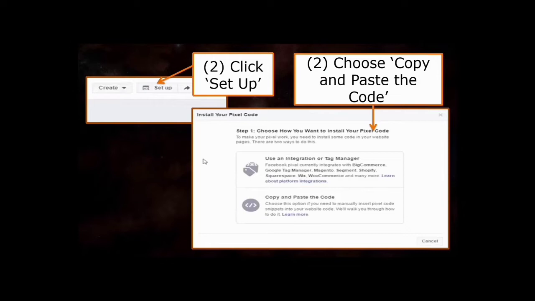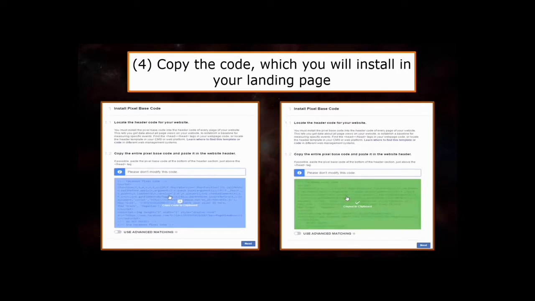Then a pop-up will appear where it states Install your Pixel code. There will be two options, which are Use an integration or Tag Manager and copy and paste the code. You will then click on Copy and paste the code. After that, you'll see Install Pixel Base Code, where there will be a code ready for you to use. All you need to do is click on the code and it will be automatically copied.